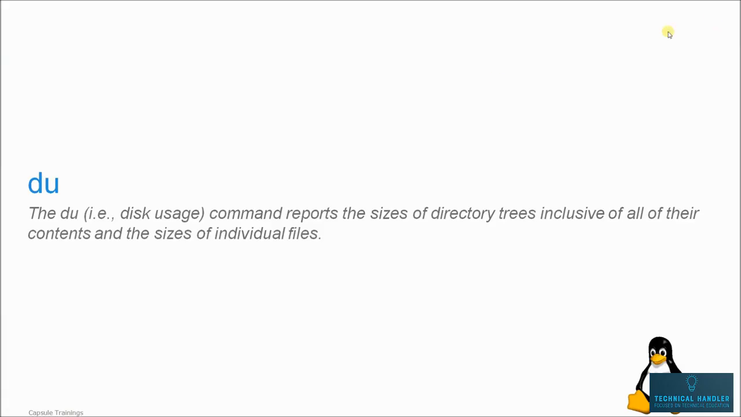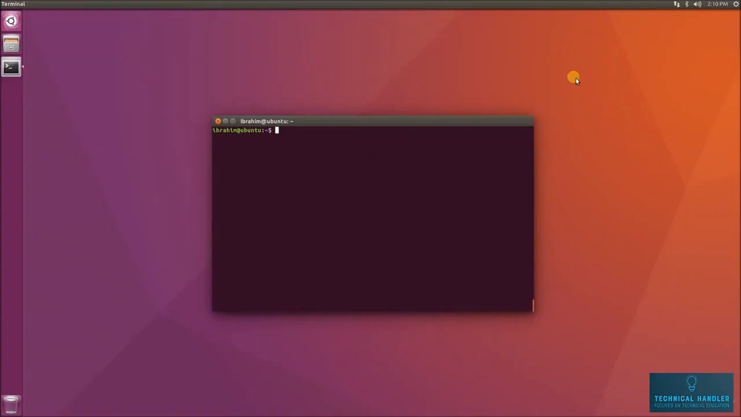Going to cover the command du, which stands for disk usage. Now, this command reports the sizes of the directory and the directory trees, inclusive of all their contents, and the sizes as well of individual files. To better understand this, let's head over to the terminal and take a look at a simple example.